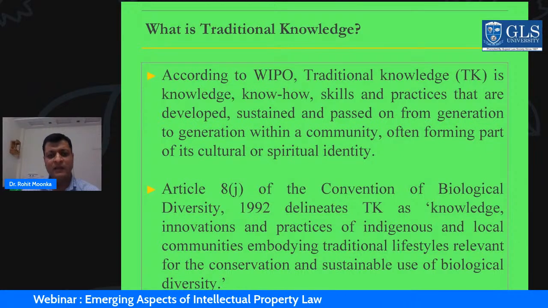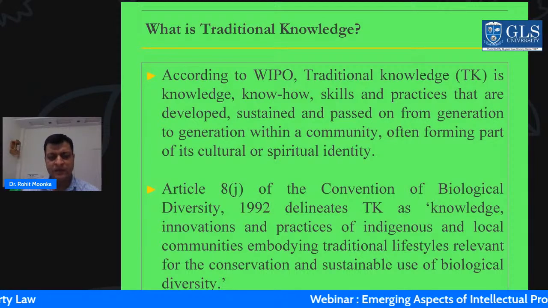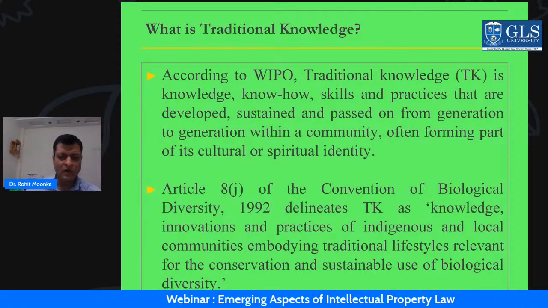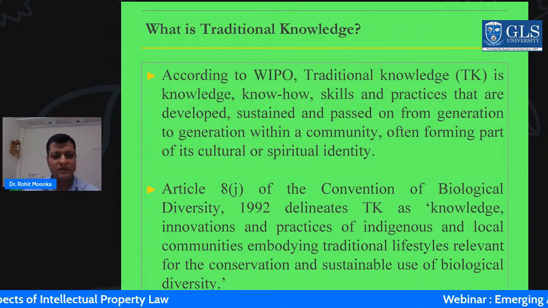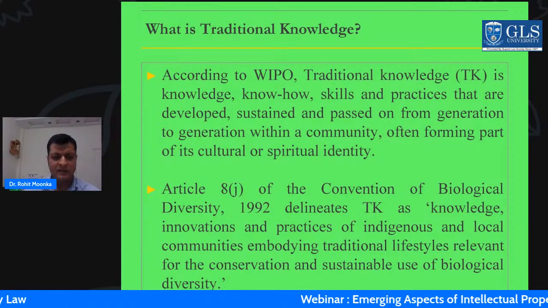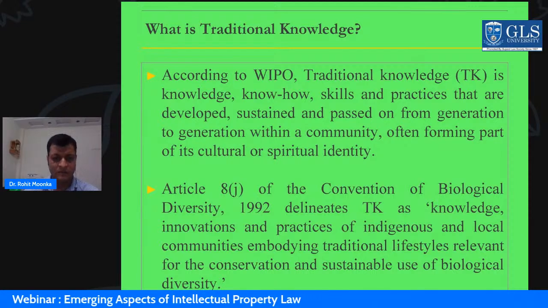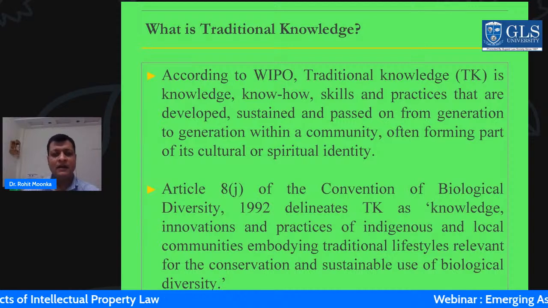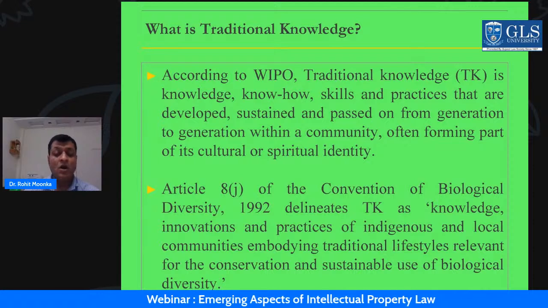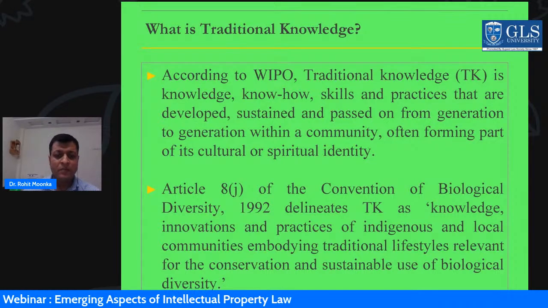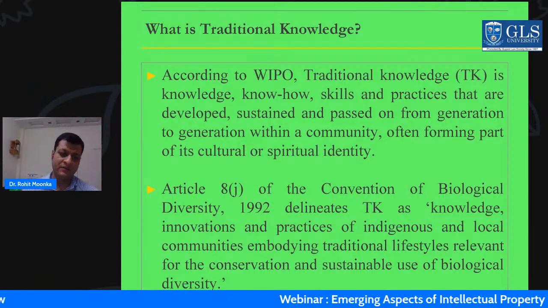Now, on the other hand, if you see the Convention on Biological Diversity, I'm sure you all must have studied about CBD, the Earth Summit, in your environment law paper. And this is also connected with the topic of traditional knowledge, because CBD was one of the first international instruments which has provided for its member countries to have measures for the adequate protection of traditional knowledge. And under Article 8(j) of the CBD, it provides that traditional knowledge is knowledge, innovation, and practices of indigenous and local communities embodying traditional lifestyle relevant for the conservation and sustainable use of biological diversity.